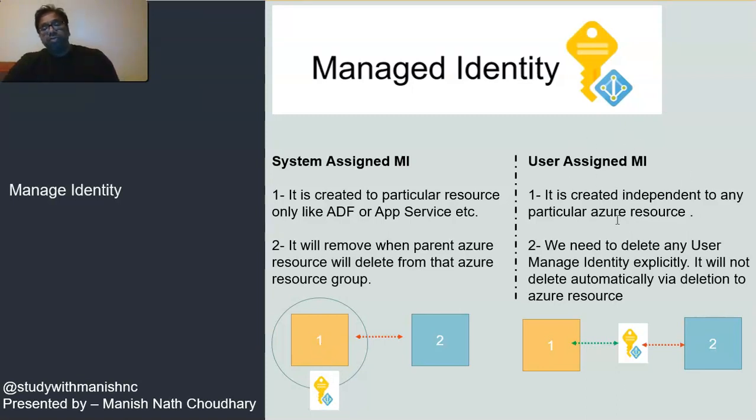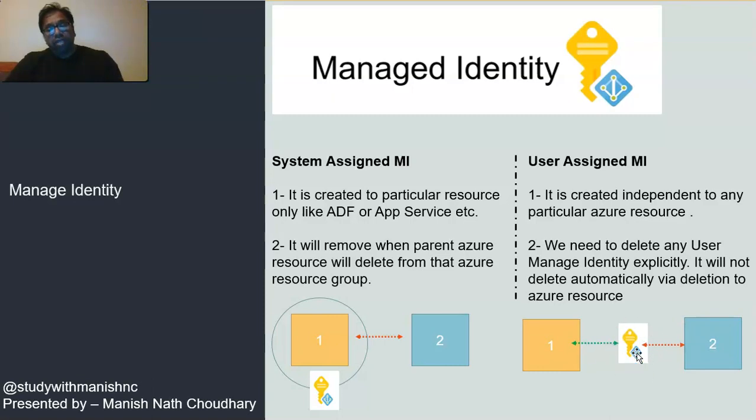Now we go to the user assigned. Azure resource 1 wants to connect to Azure resource 2. We create a user assigned managed identity which is totally independent of this resource. We give this identity access to resource 2, and after that we associate it with Azure 1, so that Azure 1 has a link with this managed identity, and then Azure resource 1 can connect to Azure 2 without any exposure.